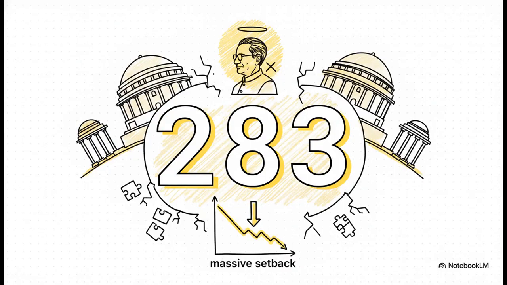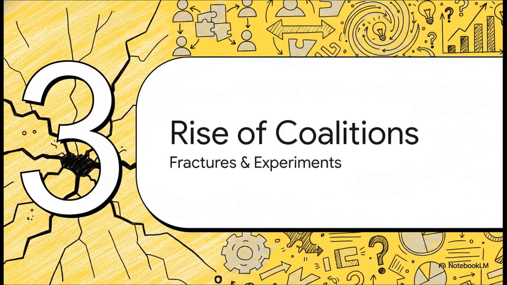But then we hit this number, 283. Out of 520 Lok Sabha seats in the 1967 elections, the Congress secured only 283. It was a massive setback. The aura of the independence struggle was fading, Nehru had passed away, and that era of absolute, unshakable dominance was officially beginning to crack. Which brings us to Section 3, the rise of coalitions, fractures, volatility, and experiments.